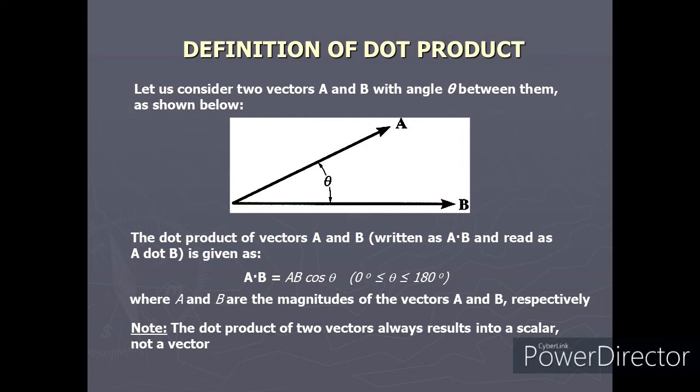So A dot B is equal to AB cos theta. A and B are the magnitudes of A and B respectively, and theta lies between 0 and 180. So from this, what will you say about the result obtained from the dot product? Is it a scalar or a vector? Why is it a scalar? Because what?